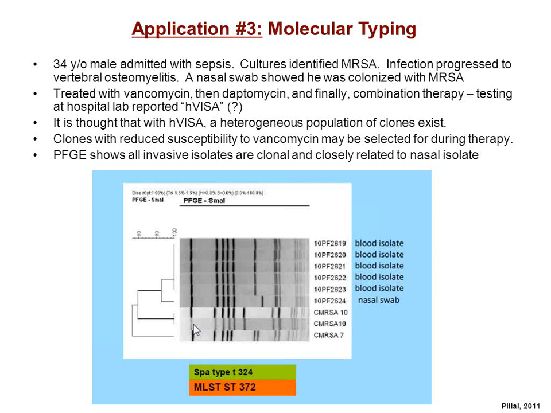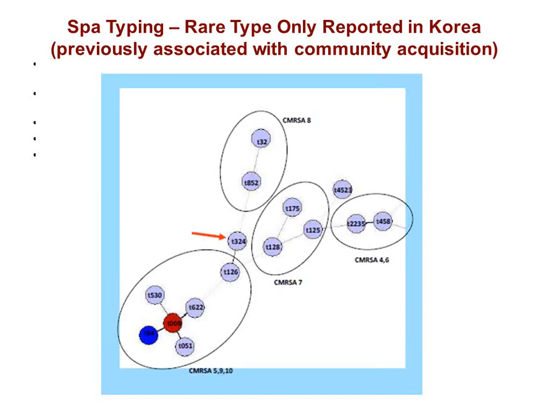Let me give you another application: molecular typing. One big issue has been, can we type, say, HVISA or MRSA? HVISA stands for heterogeneous vancomycin intermediate Staphylococcus aureus. You see here clones that have reduced susceptibility to vancomycin. We're doing whole genome sequencing of these HVISA strains. Traditionally, it's been done by SPA typing. Do you know what SPA stands for?